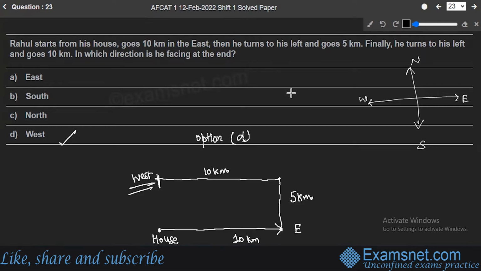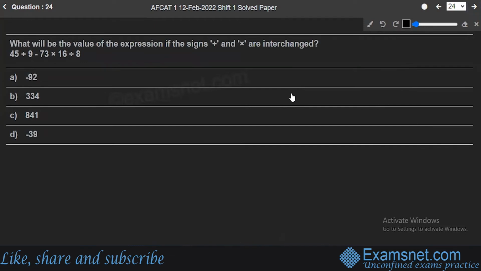Hope this is clear. Let's go to the next one. Question number 24. What will be the value of the expression if the signs plus and multiply are interchanged? Let's write down the expression once. 45 plus 9 minus 73 multiply by 16 divided by 8.